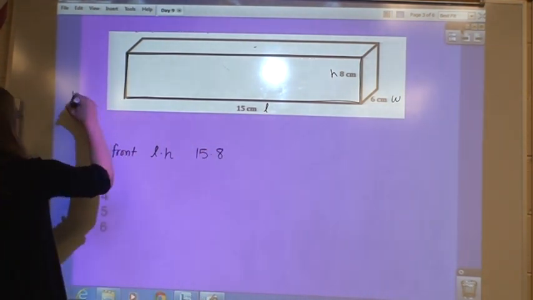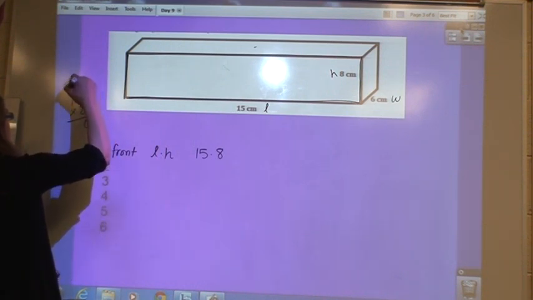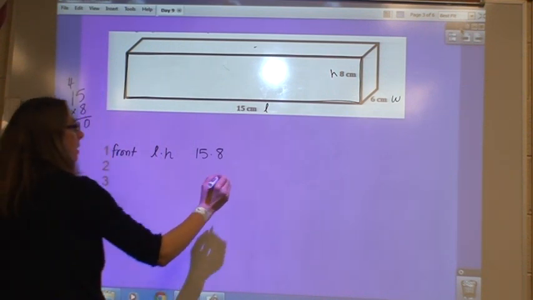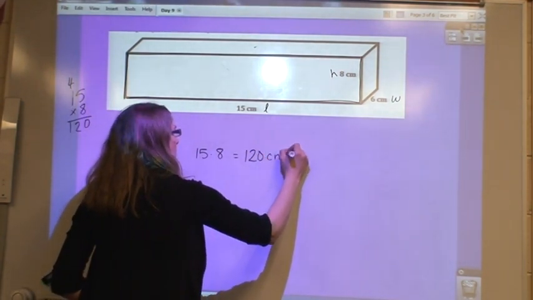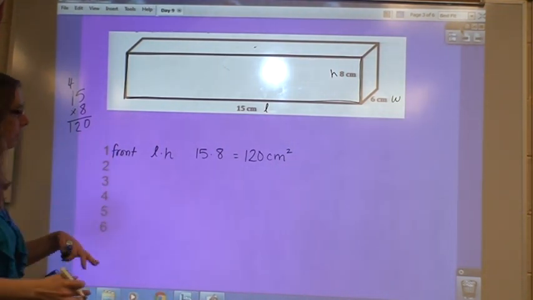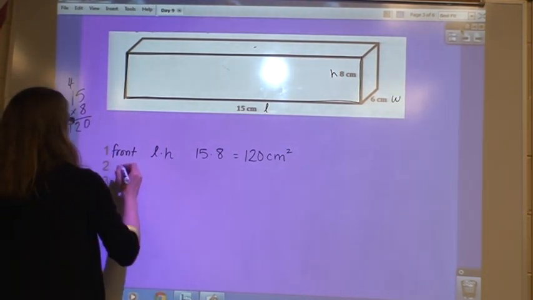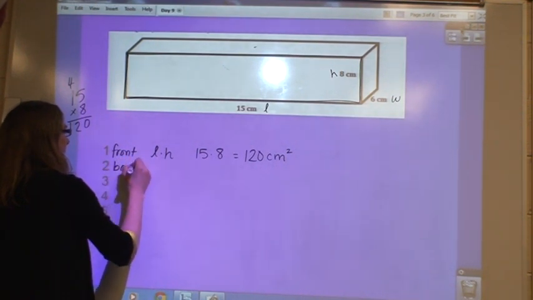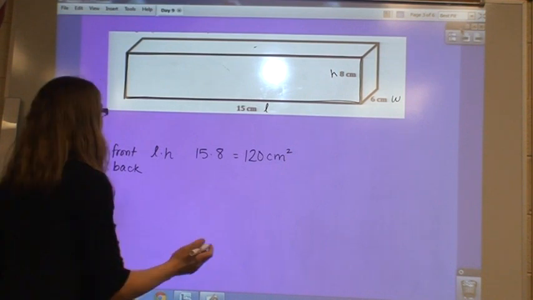I don't know that off the top of my head, so I'm going to multiply it over here. So this is 120 centimeters squared. Your table is set up a little bit differently. You'll just have to fill it in the way that it makes sense in your head. I'm going to go ahead and do the back now because I know something about the front and the back. I know that they're opposite, so I know they're going to be exactly the same.